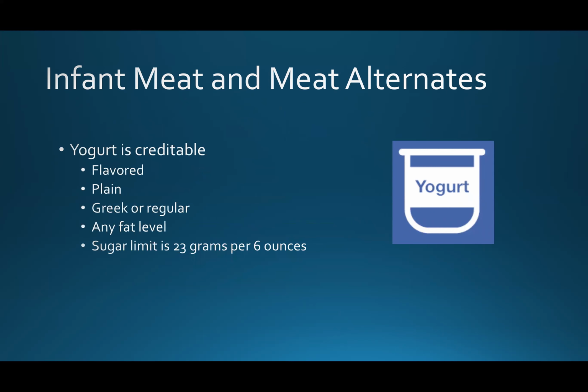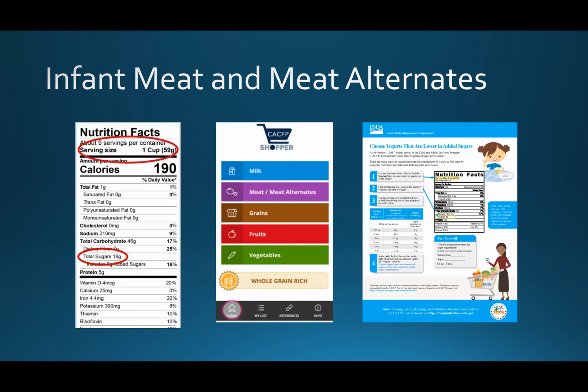Yogurt is creditable and may be flavored or plain, Greek or regular, and any fat level. Total sugar must be limited to 23 grams per 6 ounces. Refer to the nutrition facts label. Use the CACFP Shopper free phone app or the Team Nutrition Training Worksheet. Choose yogurts that are lower in added sugars to determine if the yogurt meets the sugar criteria. Creditable yogurt packaged in tubes must be served with a spoon.